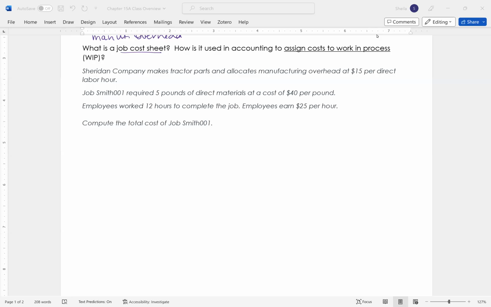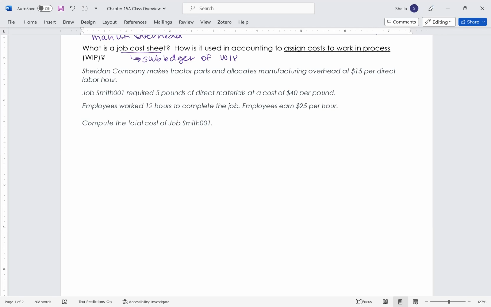Now we're going to look at job costing through a job cost sheet. So what exactly is this job cost sheet? Well, basically, I want you to think about it as what we would call a subledger of the work in process account. It really summarizes all of the costs on a job that we're putting into work in process. That's what a job cost sheet really represents.